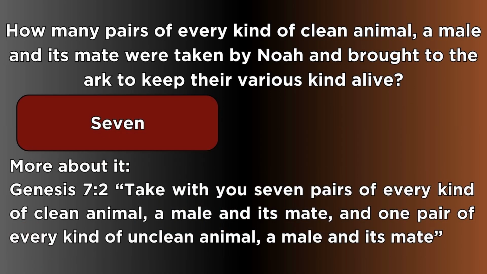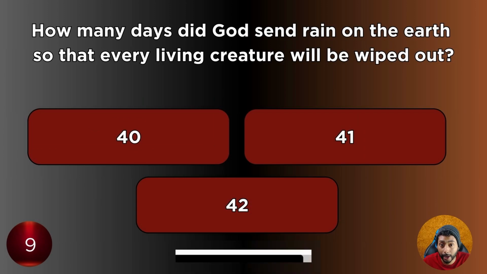7. Genesis 7:2. Take with you 7 pairs of every kind of clean animal, a male and its mate, and 1 pair of every kind of unclean animal, a male and its mate. 9. How many days did God send rain on the earth so that every living creature will be wiped out? 40, 41, or 42?